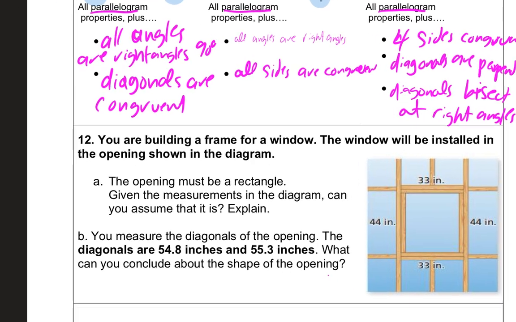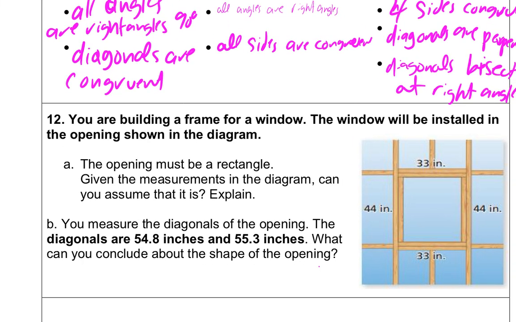This is how you might use it in the real world, wherever you live, or maybe for a job. Say you're building a frame for a window. A frame is this right over here. The window should be installed in this opening, so the opening has to be a rectangle in order for the window to fit. Given the measurements, can you assume that it's a rectangle?